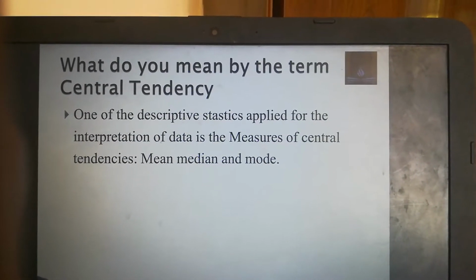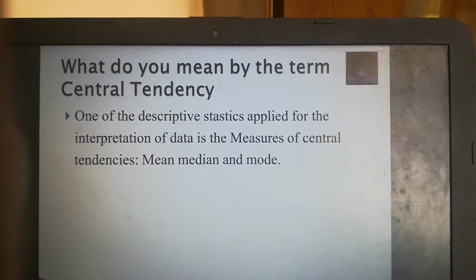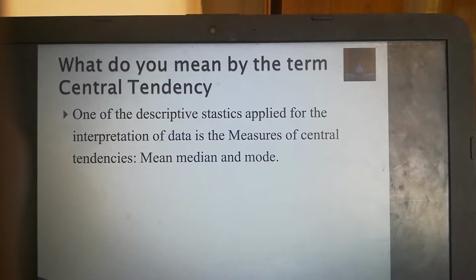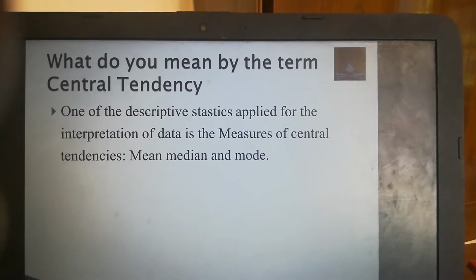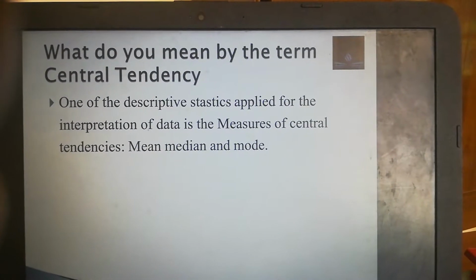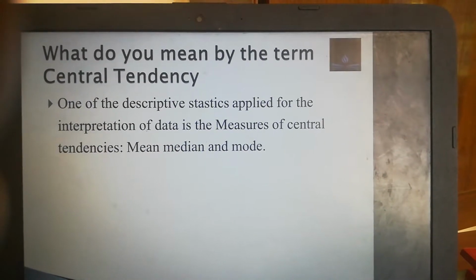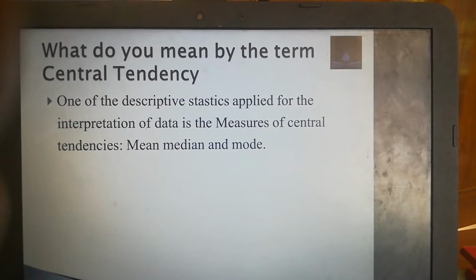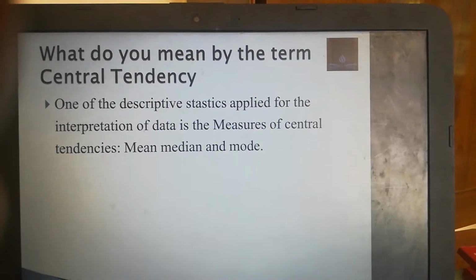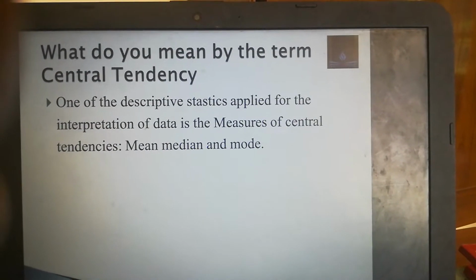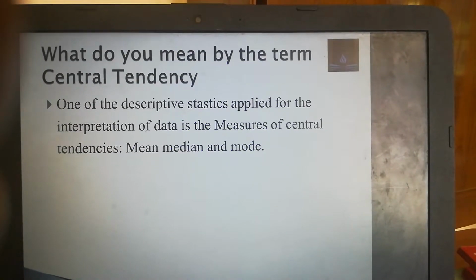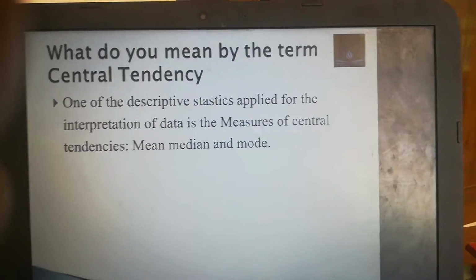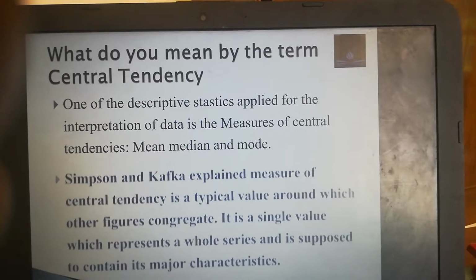Because we are dealing with the data by using descriptive statistics and inferential statistics. When we use the descriptive statistics, we apply this concept of central tendency in order to interpret the analyzed data. The commonly used central tendency are mean, median and mode.